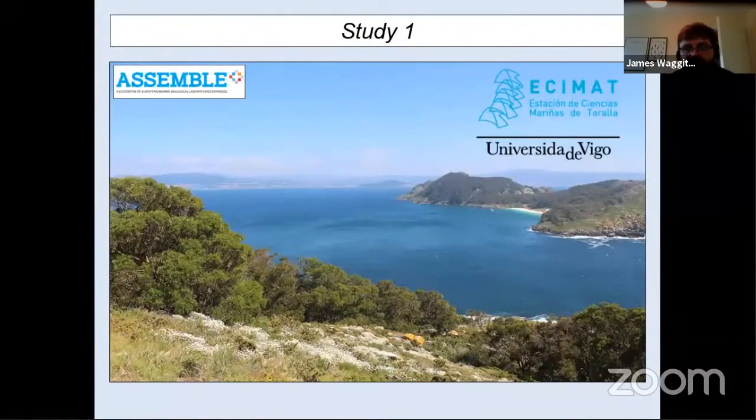So the first part of this project was performed in the Ría de Vigo, in Vigo in Spain, and we were hosted by ESIMAT at the university there, and they were fantastic hosts, and the several times we've been there, they've been really good to work with. So if they are listening, I'd like to thank everyone there for their help during our work, because I think we've hopefully got some really interesting results coming out of this.